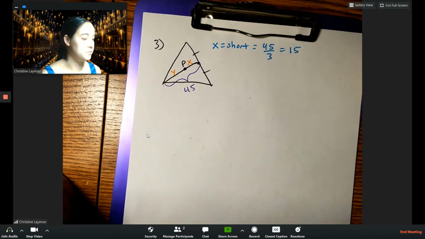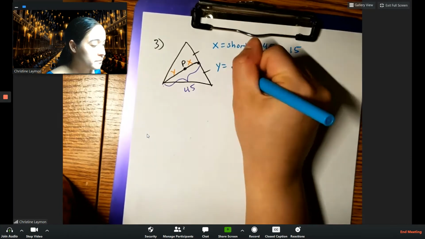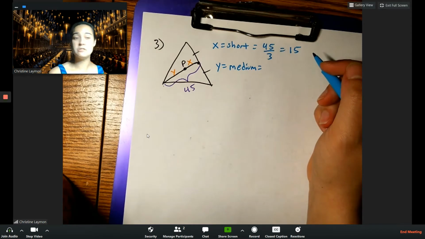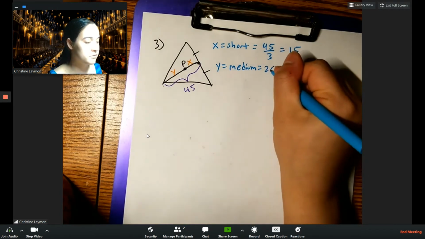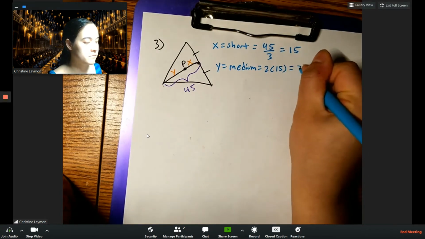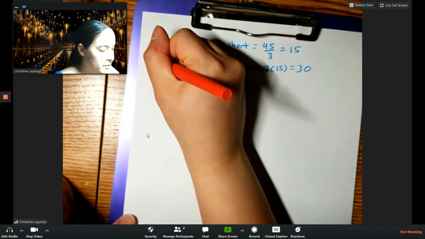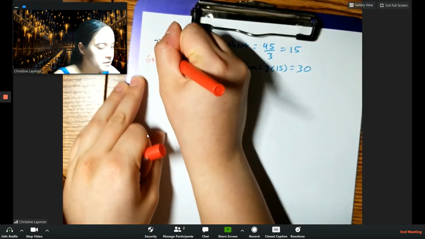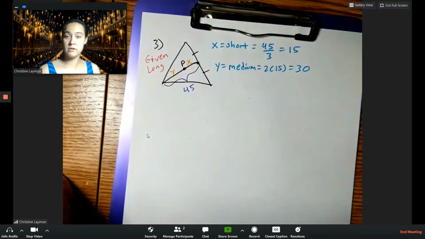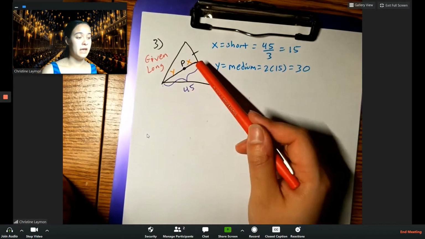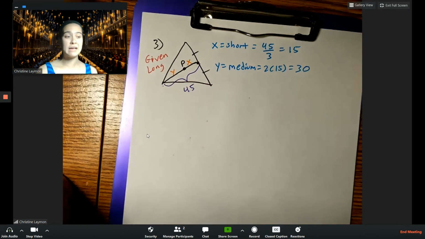And let's go ahead and do y. Y is my medium. And the easiest thing to do is just 2 times the short. 2 times 15 gets me 30. So I now know the value of the short, and I know the medium. And this question is an example of solving it given a long. So again, I'm using the phrase short, medium, and long to talk about what part I'm looking at when I'm looking at the median where the centroid has divided up.